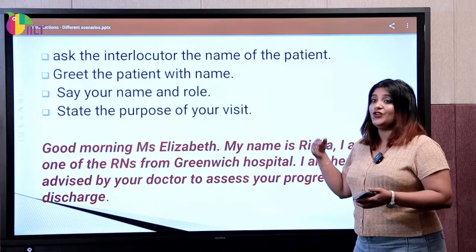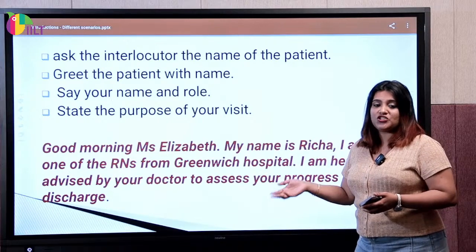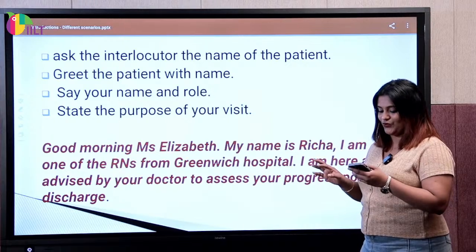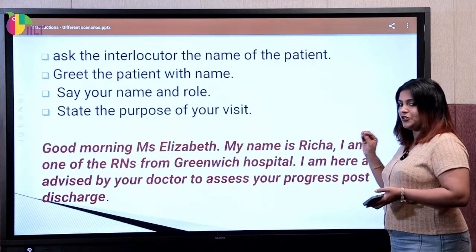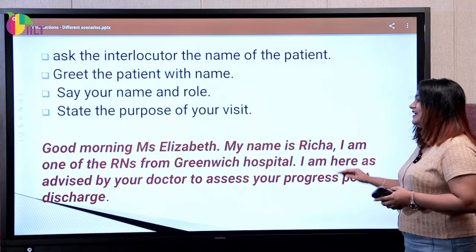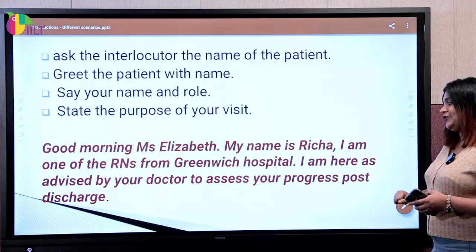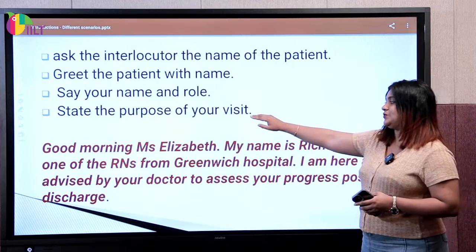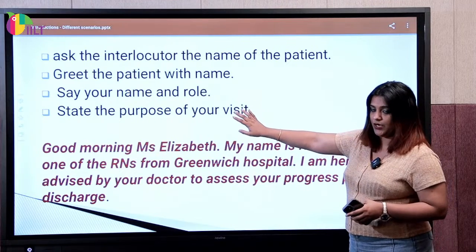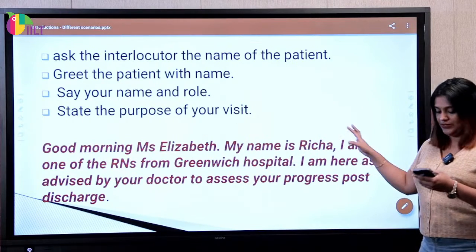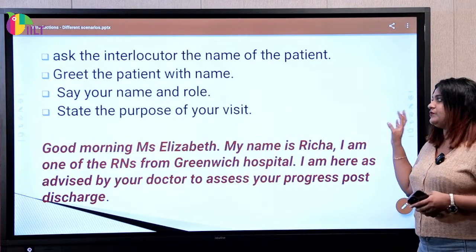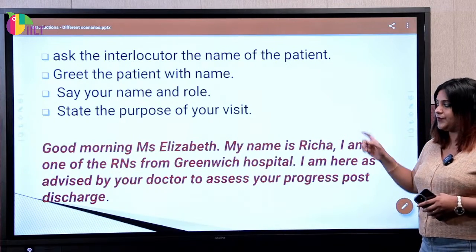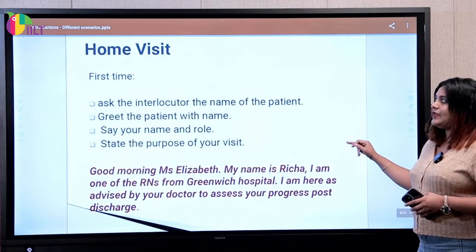If it is not, you can come up with a name, or you can say community health center or the nearby hospital or anything. Play with your creativity there. Just make sure it is not a blunder. Then you can say, I'm here as advised by a doctor to assess your progress post-discharge. That is the statement of the purpose, why I am there. This is an example of how you can do this particular type of scenario, home visit for the first time. So I hope it is clear.